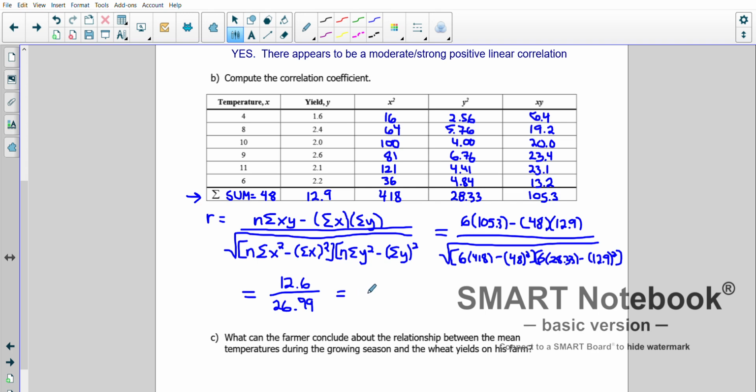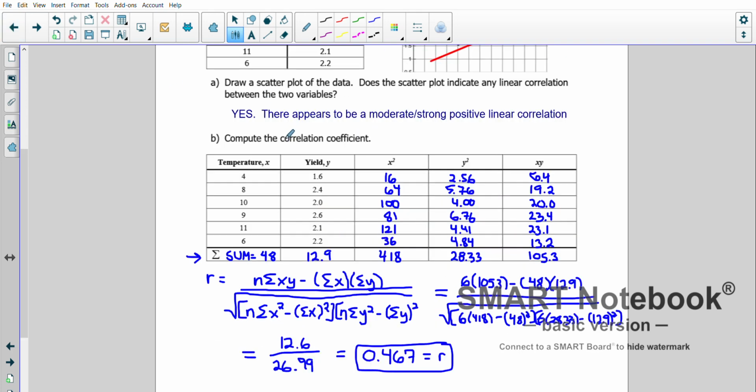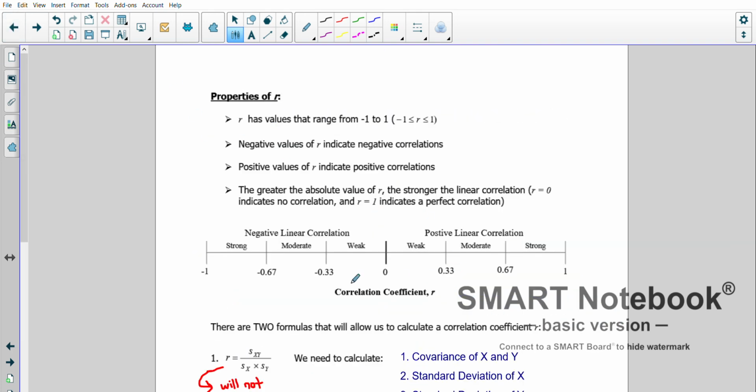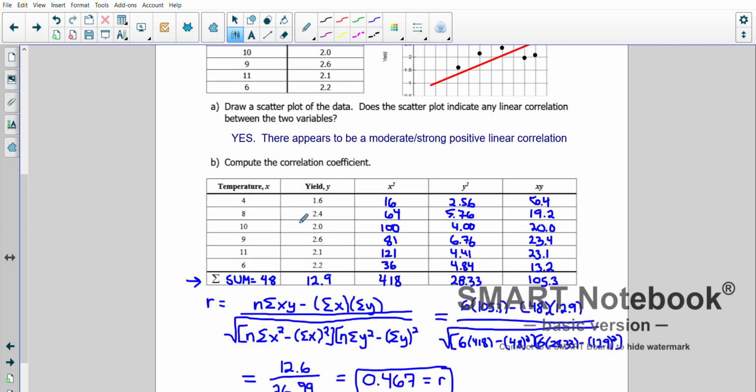I've kind of gone ahead and skipped a few steps. And at the end of the day, you finally get your R value, 0.467. Now what? Well, this is what we've been after. This is going to tell us the correlation. So if we go back to our little graphic here, we have 0.467. If we see where this lies, it's approximately right here. So this is confirmed as a moderate positive linear correlation.